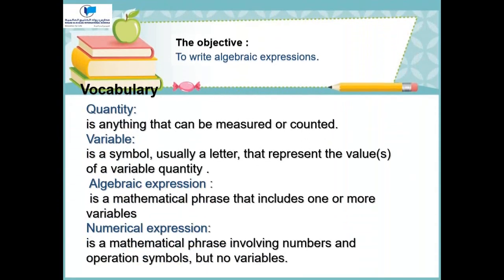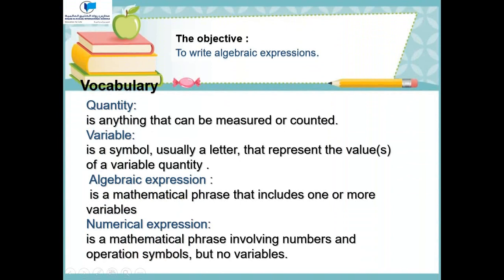Let's discuss the vocabulary. Quantity is anything that can be measured or counted. So anything you can count or measure, that's a quantity, such as the weight of something. This is what we call quantity. A variable is a symbol, usually a letter, that represents the values of a variable quantity.